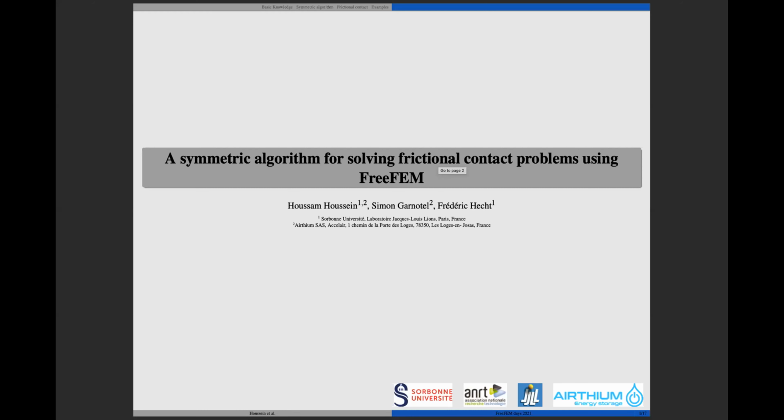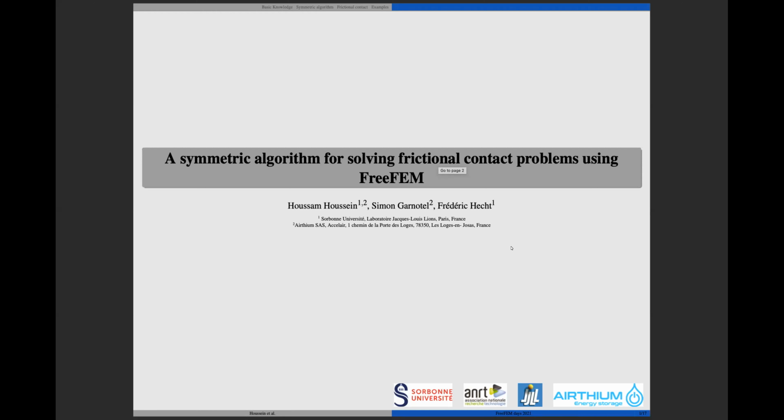Later I will explain what I mean by symmetric. This kind of problem can be encountered in the machine developed by... machine to store renewable energy.